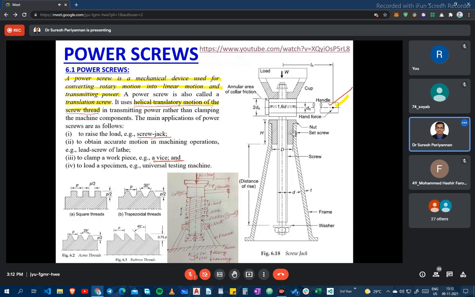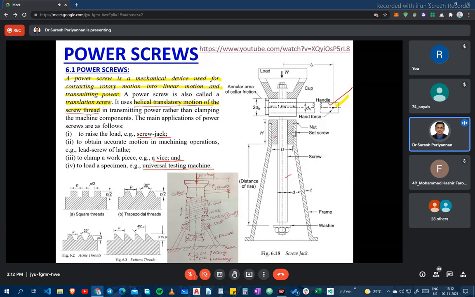And in the universal testing machine, we use a power screw to move the load arm down or up. Okay, now these are the things. And what are the main components in the power screw? In a power screw, there are three parts. One is the screw. This one is the screw. The second one is the nut.